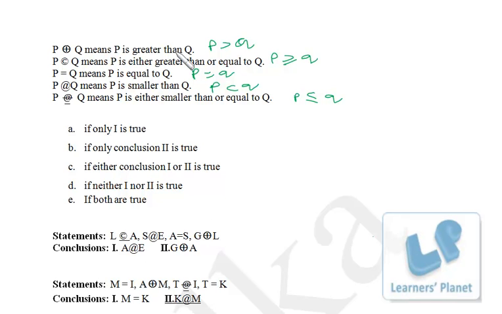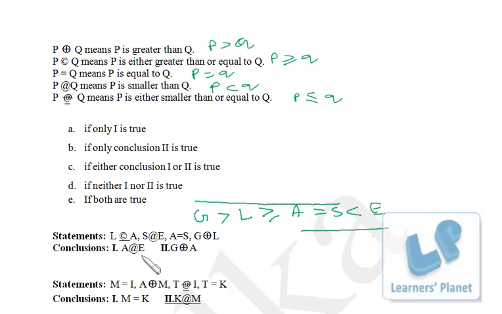L is greater than or equal to A. A is equal to S. Okay, then S is less than E, and G is greater than L. So G is greater than L. Now we can see two sequences. One is this and second is this. Because of this equal to sign, A and S, we will include them in both the sequences, right? So this is one sequence and this is second sequence.